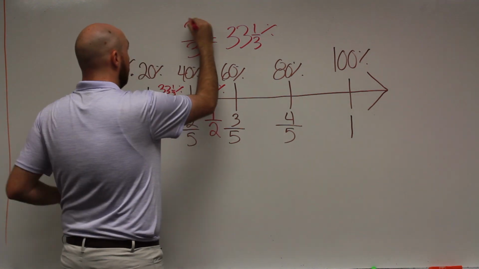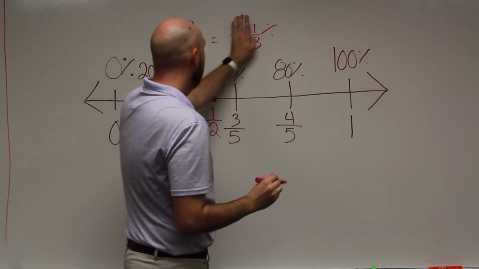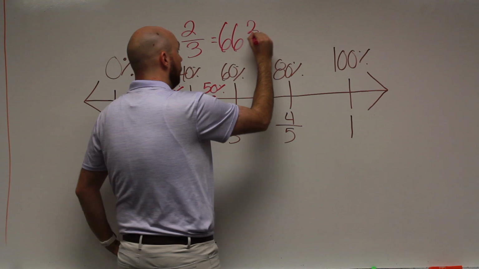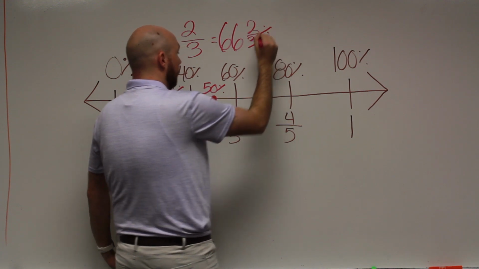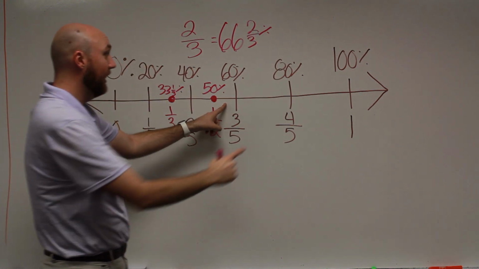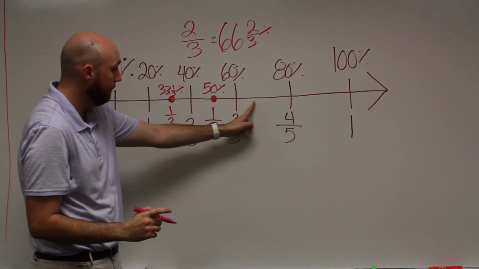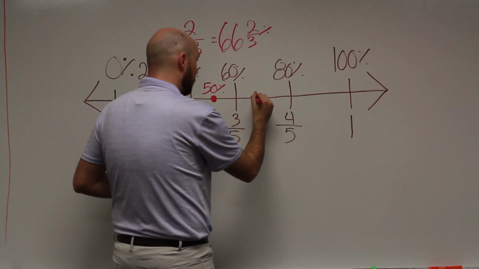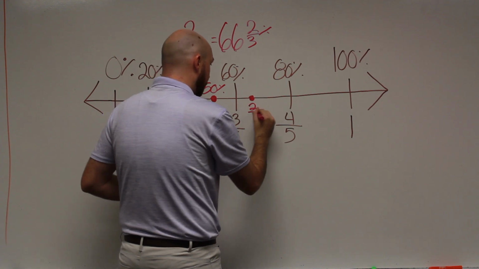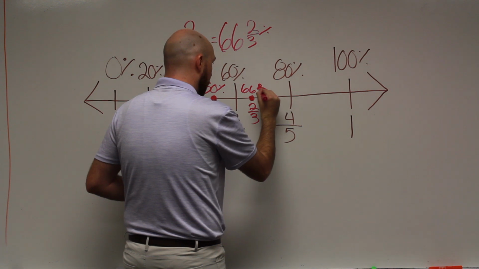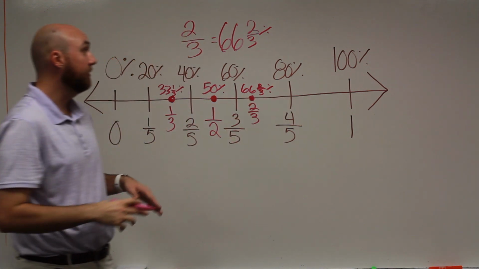2/3 is now 66 and 2/3%. That falls between 60 and 80, and if you want to do it accurately, it's probably not dead in the middle, it's probably a little closer to 60, right? So 2/3. I hope this is making sense, right?